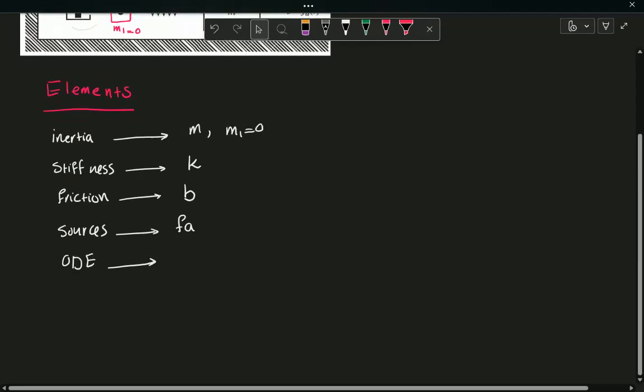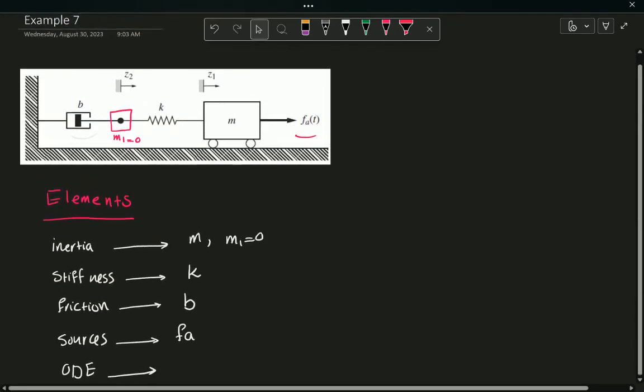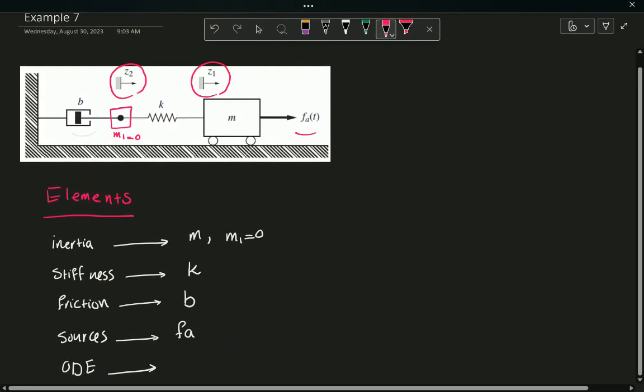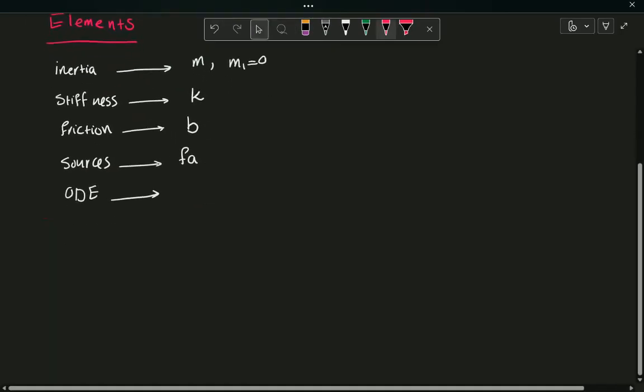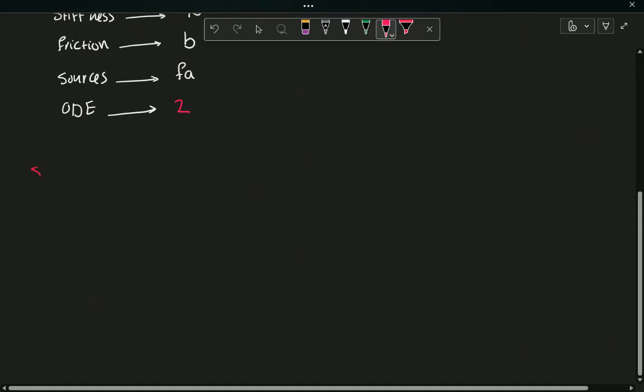I'm going to correct myself a little bit. I would say that with the number of independent motions in the system, I'm going to end up with that many ODEs. So I have two independent motions, Z1 and Z2, the motion of mass M and the massless node. Because of those two independent motions, I'm going to end up with two equations. Good?